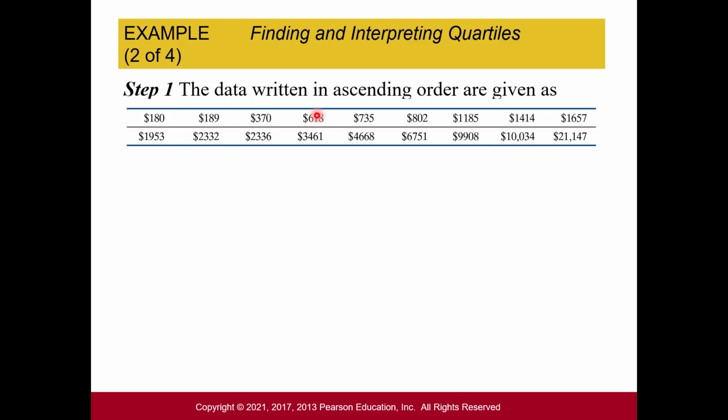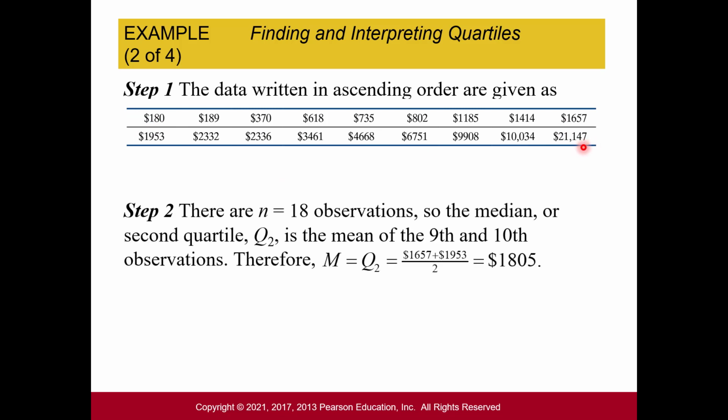So the data is now written in ascending order. Notice this is our lowest number here, 180. The highest value is 21,147. Now there's 18 observations. So remember, if the number of observations is even, the median is in between 2 values. We learned this before. And so finding the median, or the second quartile, we take the number of observations, we divide by 2, and then for one of them, we add 1.